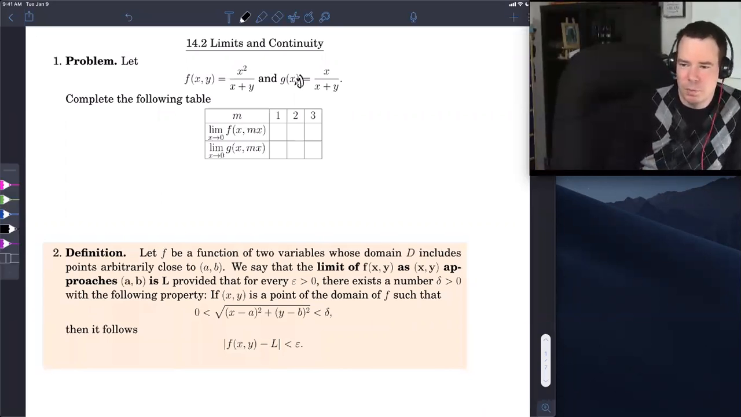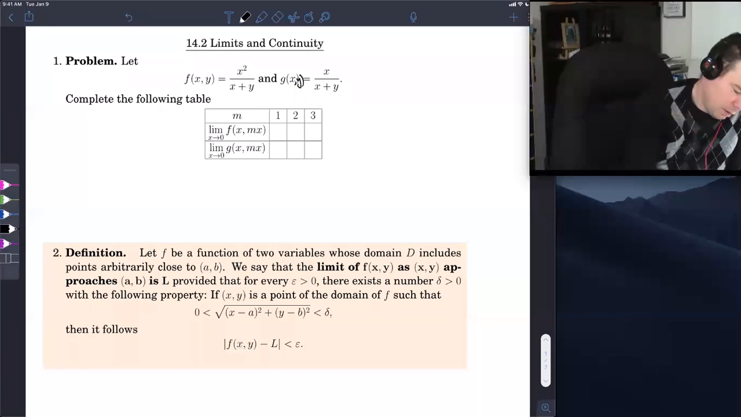So here we've got two multivariable functions, and we are asked to complete the table. What is the limit as x goes to 0 of f of x, comma, mx? Let's have a look at that. It's asking us for multiple values of m. So we're interested in the case when y is equal to mx. That's what it's telling us. We're plugging in mx for y.